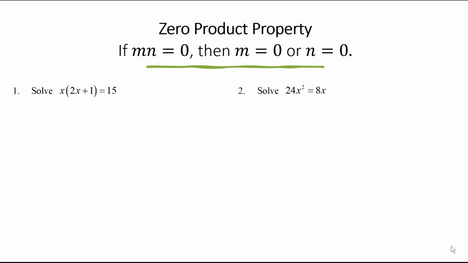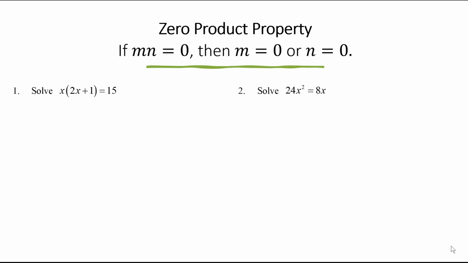In other words, when you multiply two numbers together and the product is 0, one of those things has got to be 0. There's no other way for it to happen. The only way to get 0 when you multiply is to multiply by 0.